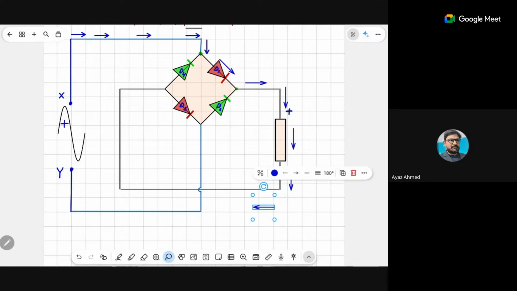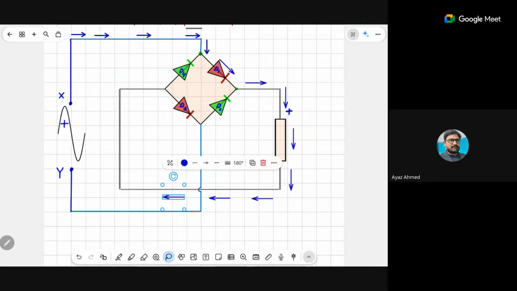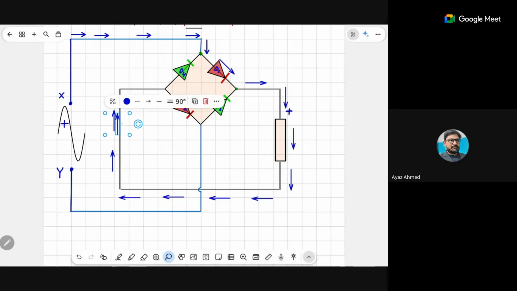Now diode number 1 worked only. At this time, current flows through this. It will follow all these terminals here. Okay, this is the path of the current. Now the current will reach the input terminal here. This is the direction of the current basically, and this way.